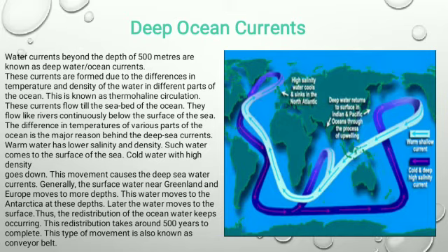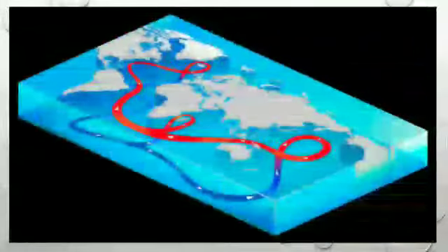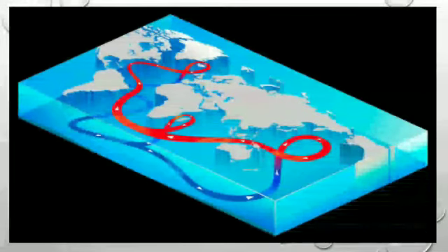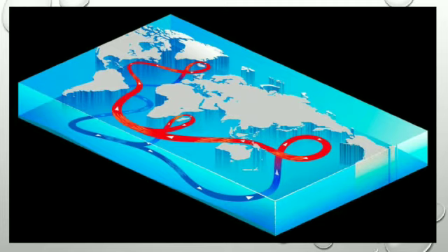This movement causes deep sea water currents, and generally, the surface water near Greenland and Europe moves to greater depths. This water moves to Antarctica at these depths. Later, the water moves to the surface. Thus, the redistribution of the ocean water keeps occurring. This redistribution takes around 500 years to complete. This type of movement is also known as the conveyor belt. Here you can see red color indicates the warm ocean currents and blue indicates the cold ocean currents.